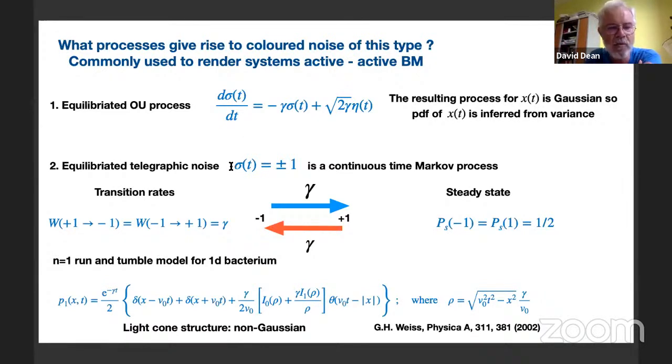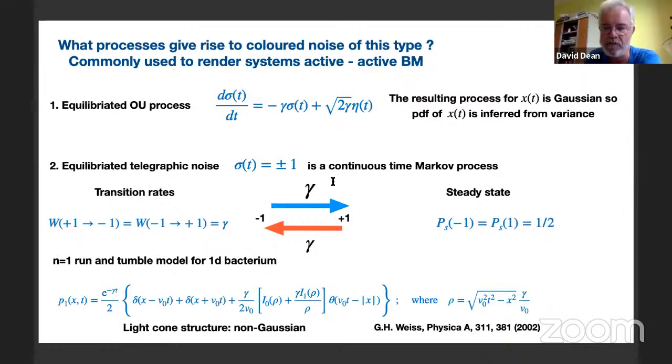Let's take an equilibrated telegraphic noise. Now, this is a simple model used for run and tumble bacteria in one dimension. You can think of the state where it's +1 as moving forward in space, moving to the right, and then it can flip and go to the left. We're going to look at a system where it changes between these two states at a continuous time rate gamma. So with probability gamma times dt, I change the sign.